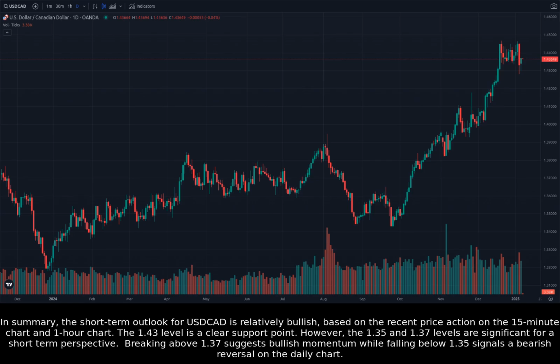In summary, the short-term outlook for USDCAD is relatively bullish, based on the recent price action on the 15-minute chart and 1-hour chart. The 1.43 level is a clear support point. However, the 1.35 and 1.37 levels are significant for a short-term perspective. Breaking above 1.37 suggests bullish momentum, while falling below 1.35 signals a bearish reversal on the daily chart.